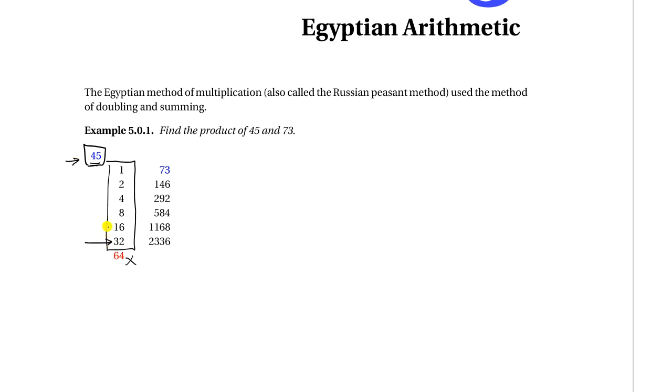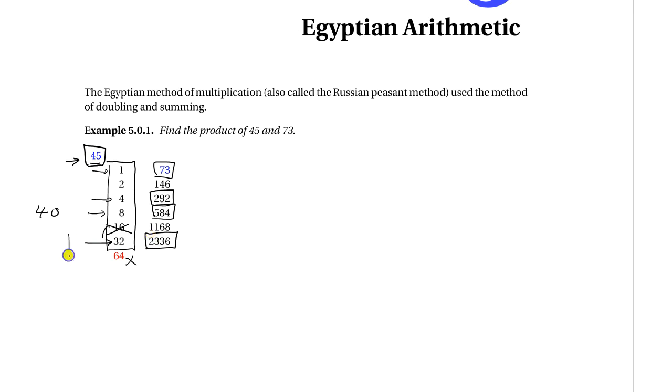So how about 32? When you're adding up 16 to 32, we got 48, which is greater than 45, which means what? 16 is not included. Then adding up 8, the total is 40. Then we need 5 more, which means 4 and 1, right? Then look at the corresponding numbers. 73, 292, 584, and 2336.